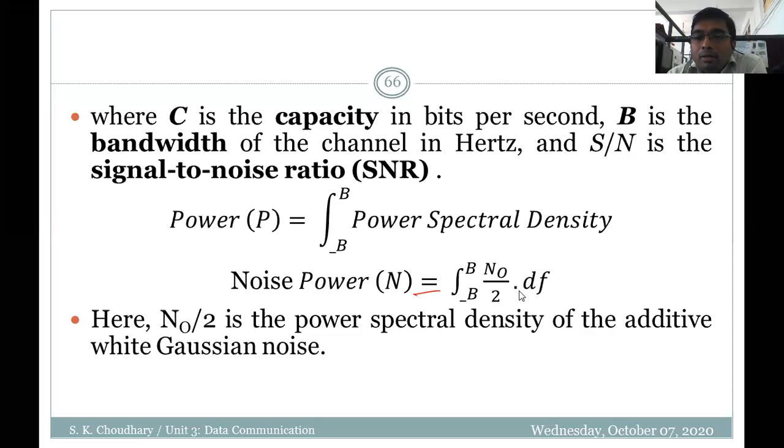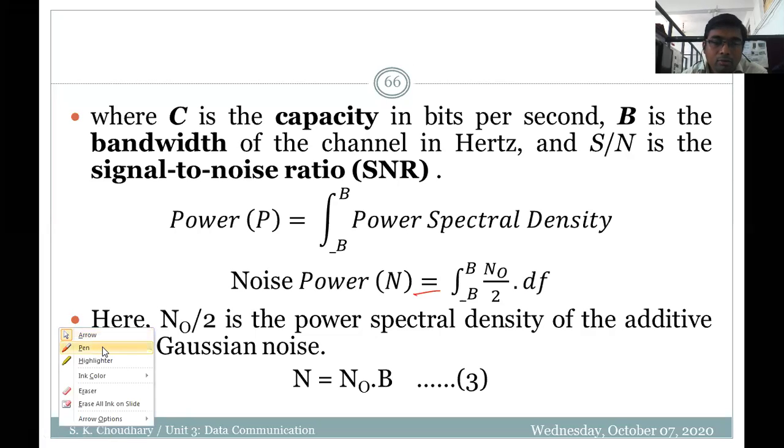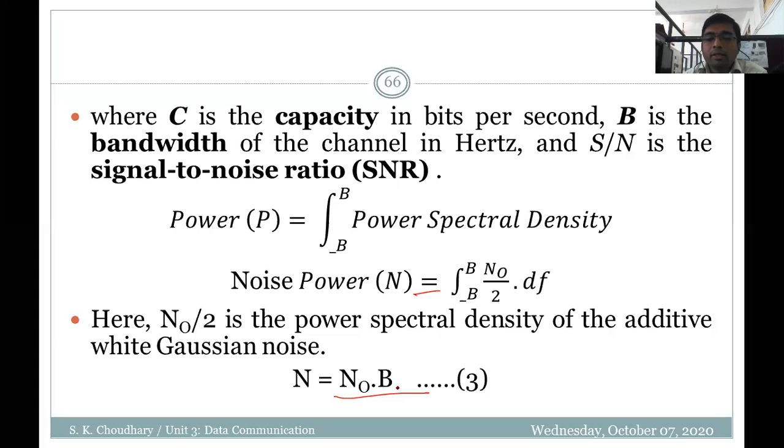That is one of the important elements of signal to noise ratio. So when you calculate the noise power, it is defined with the help of equation number 3, N is equal to the integral of N naught upon 2 df. When you integrate this, finally you get the equation N is equal to N naught into B. N naught is the Gaussian noise power spectral density, and B is the bandwidth of the channel. So you can see here we have defined the noise power also.